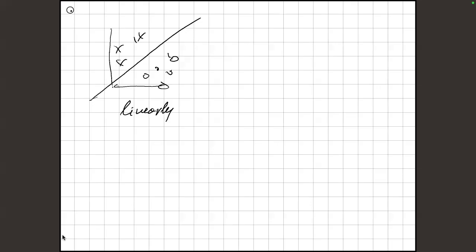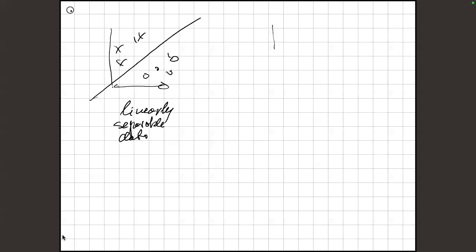So SVM is built on the assumption that classes are linearly separable. So you have one class, another class, and you can build a line between them. So this is linearly separable data.